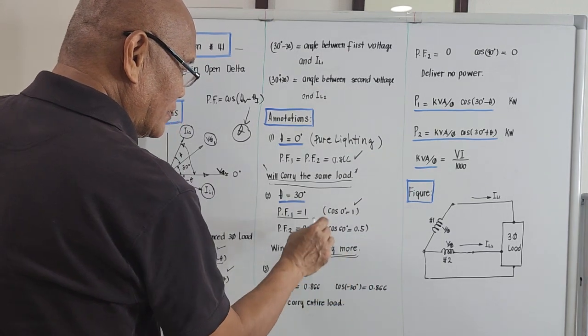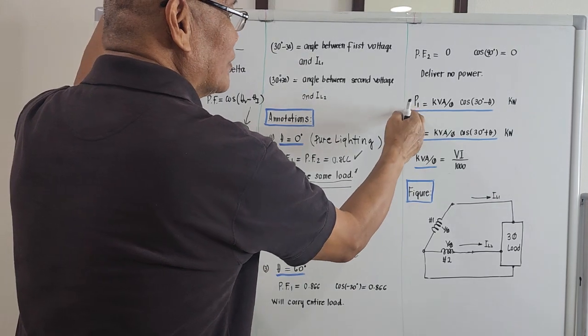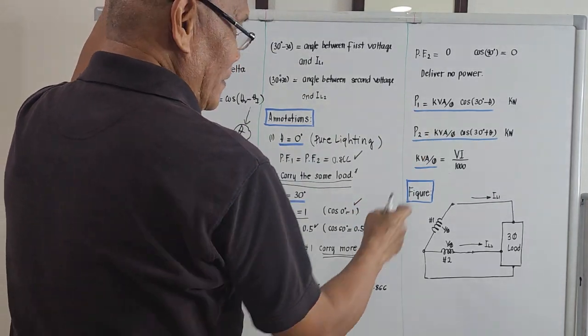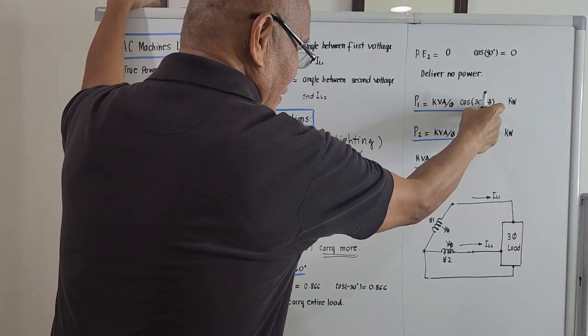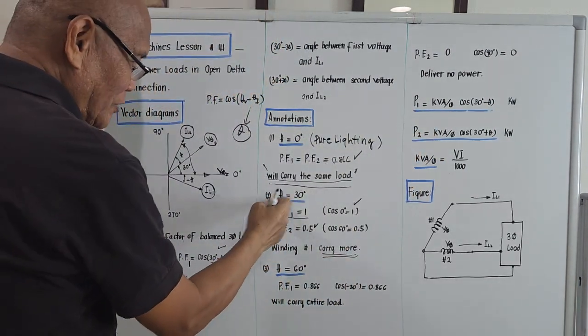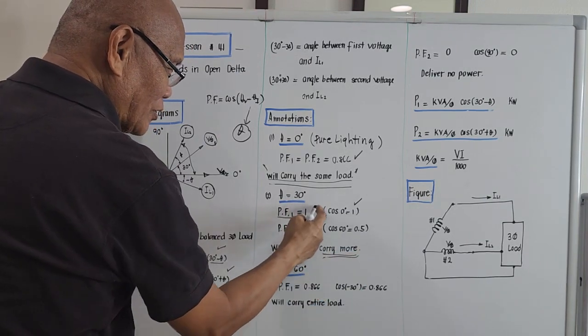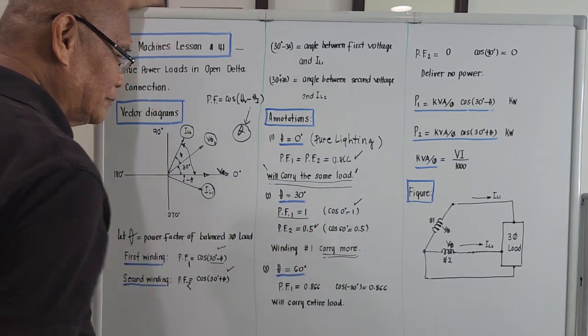Because when the power factor is greater, the true power will be greater, right? So when theta is 30 degrees, winding number 1 will carry more load because the power factor is 1. This is just 0.5.